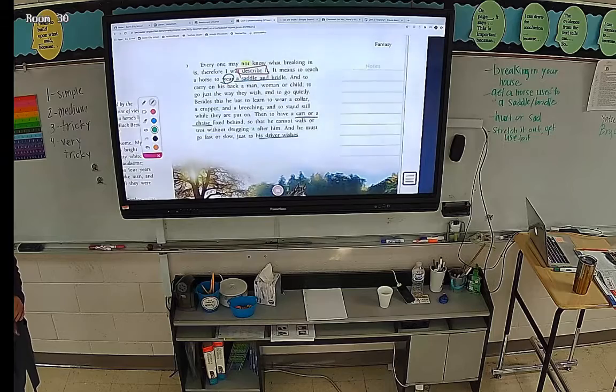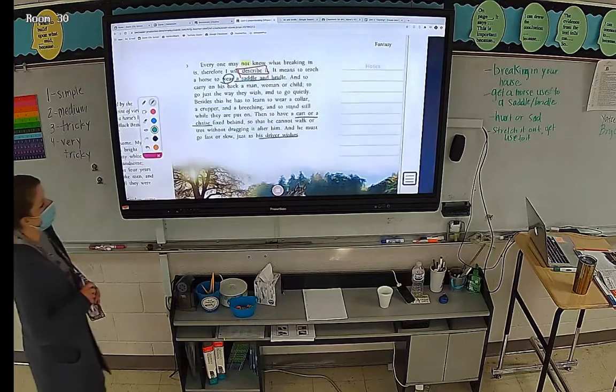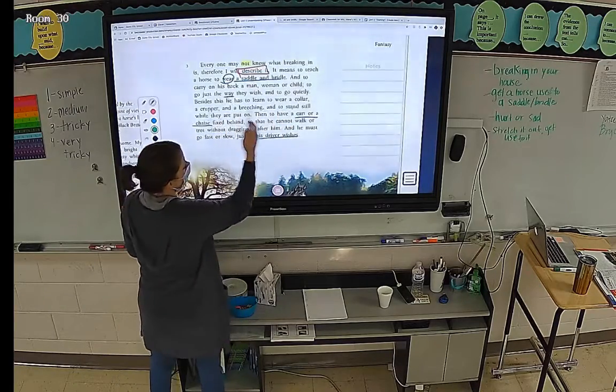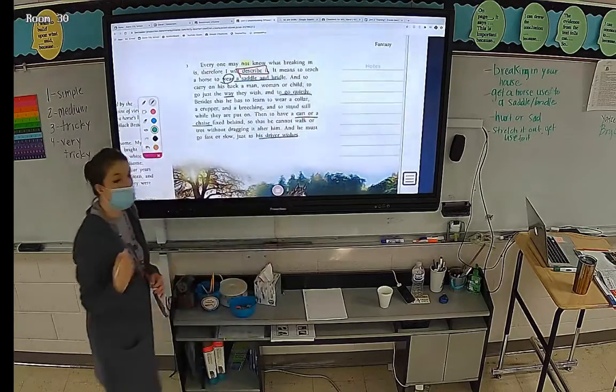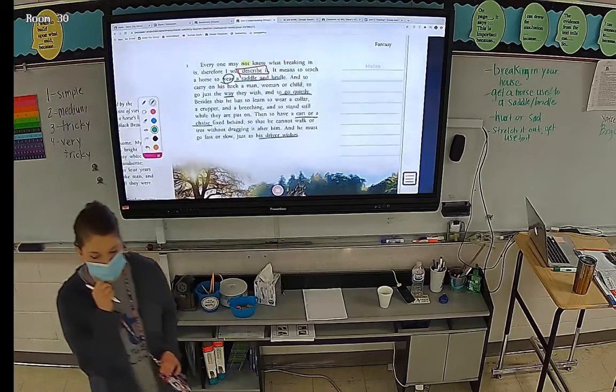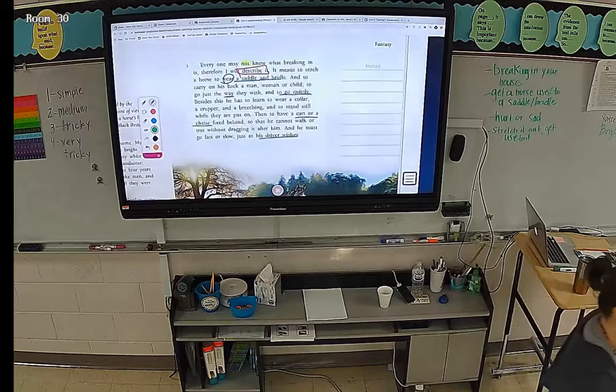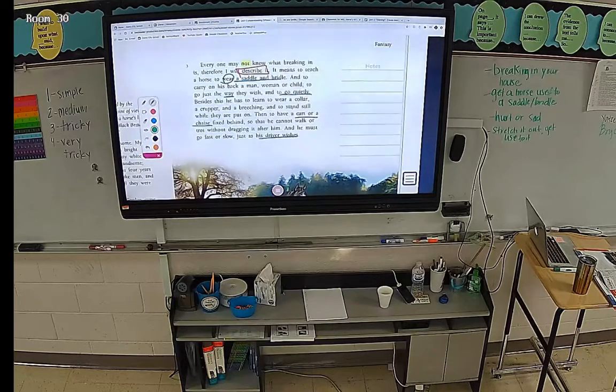Okay, what would be another detail? Bryson? Go just the way they wish and to go quietly. Okay, so thinking about going maybe a couple different ways, and the horse would need to go quietly. So that means the horse isn't bucking up, the horse isn't making a lot of noise, the horse is being real what? Calm. Steady, calm. Good. I love those words you're using. That's synonyms.